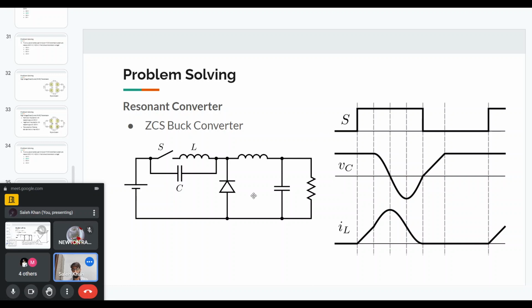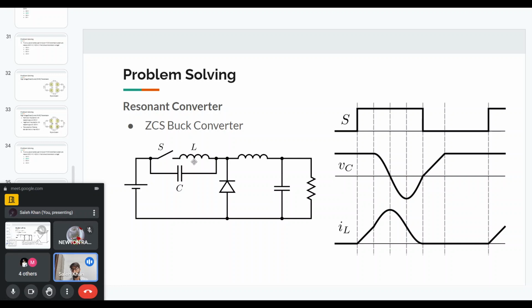So before the switch is on, when the switch is off, the voltage that is blocked by the switch comes across the capacitor C. And then when we turn on the switch, the current through the switch rises. So the IL is basically the current through the switch, because the inductor is in series with the switch. So the current through the switch and the inductor rises.